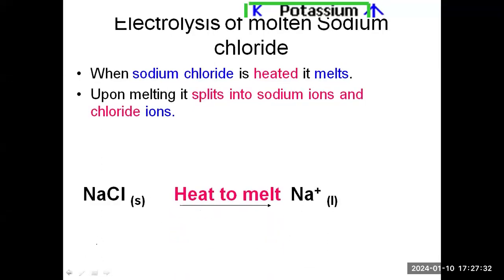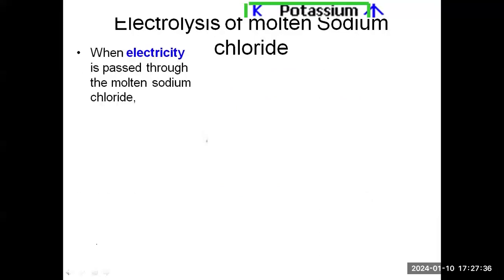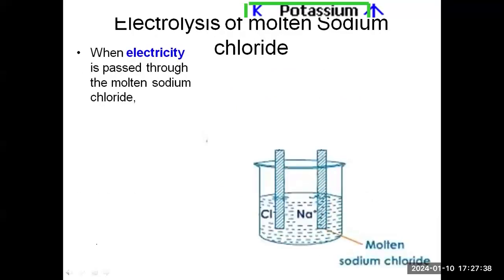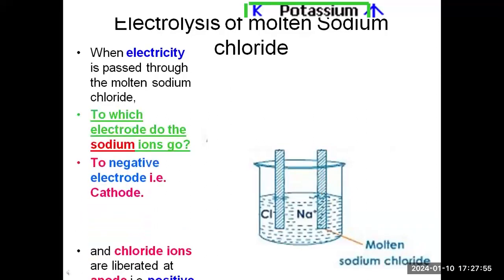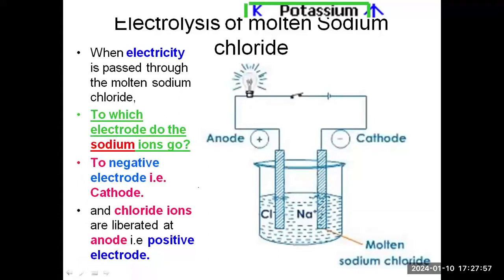As I told you, the ions are free to move, so we can direct them. How to direct them? We need to pass electric current. You can see in this diagram, this is molten sodium chloride, and these are the two electrodes. They need to be connected to the positive and negative terminal. You can see the circuit here.